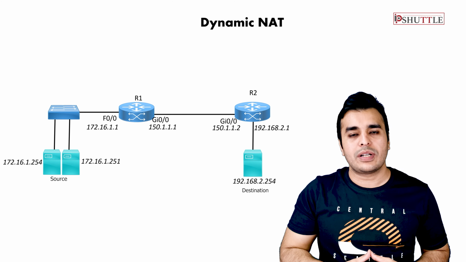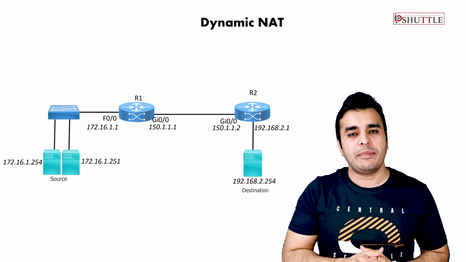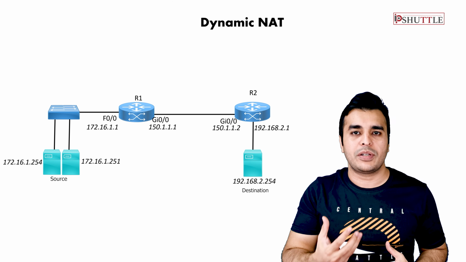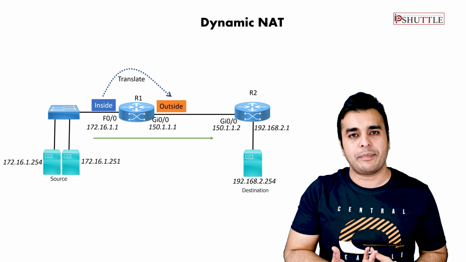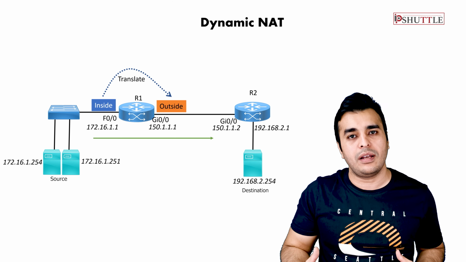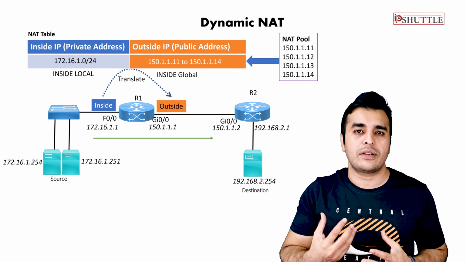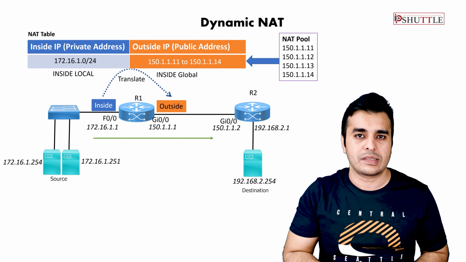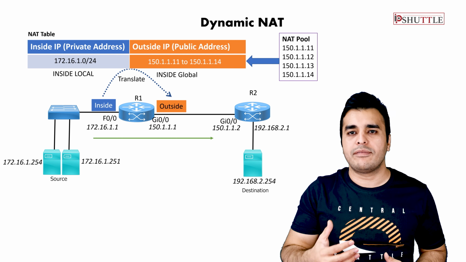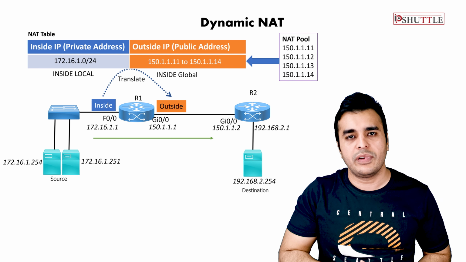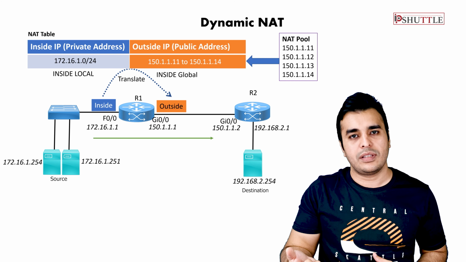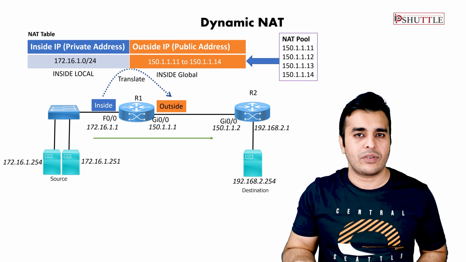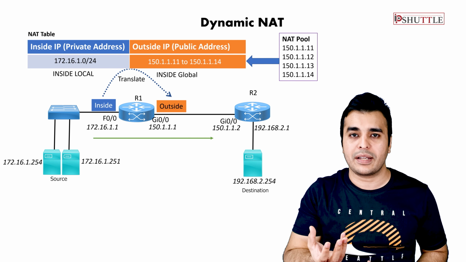The next one we are going to understand is dynamic NAT. The difference between static and dynamic is that you will have a pool of public IP addresses where you want multiple source machines to get translated to public IP addresses. You can have 1, 2, 10, 50, as many public IP addresses as you want. The first host will utilize the first IP address from the pool and get translated. This is not a permanent connection.